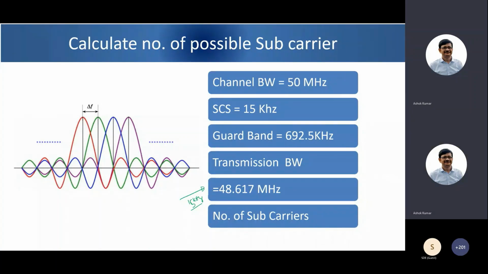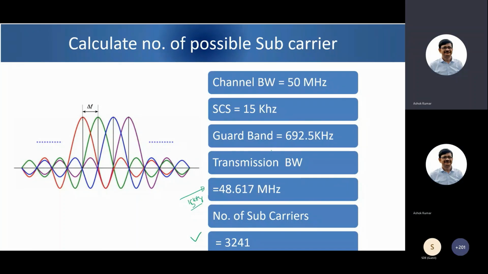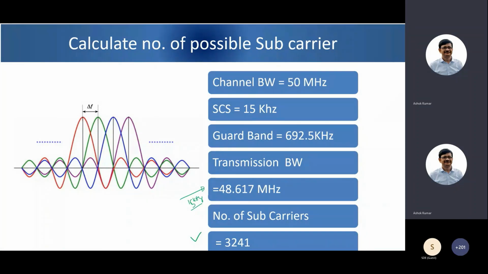Yes, very nice. So Vinodji, it's not 3, 4. You have to divide by 15 kilohertz. Please mind the megahertz and kilohertz. You have to put 3 zeros in megahertz to make it kilohertz. Yes, very nice. Most of you have answered 3241. So with 50 megahertz channel bandwidth, I'll have 3241 subcarriers. In this picture, you can see only 4 subcarriers, but I'll have 3241 subcarriers if I use 15 kilohertz subcarrier spacing. Okay, good.